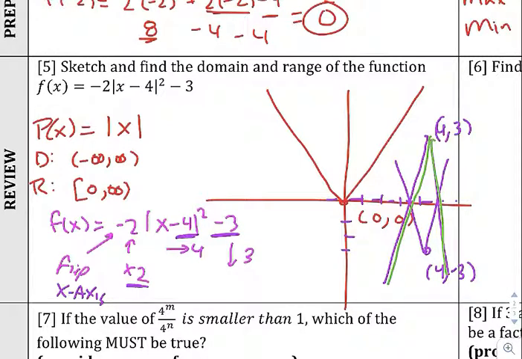So in its final form, we'll look at this axis right here. So it moves to the right, it moves to the right, then down, skinnier, and then flip over the x-axis, and that's what that negative does. And so we end up with this last piece.